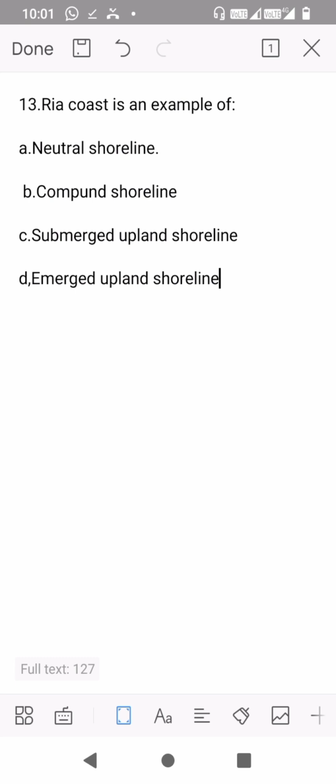The 13th question is, Ria Coast is an example of A. Neutral shoreline, B.